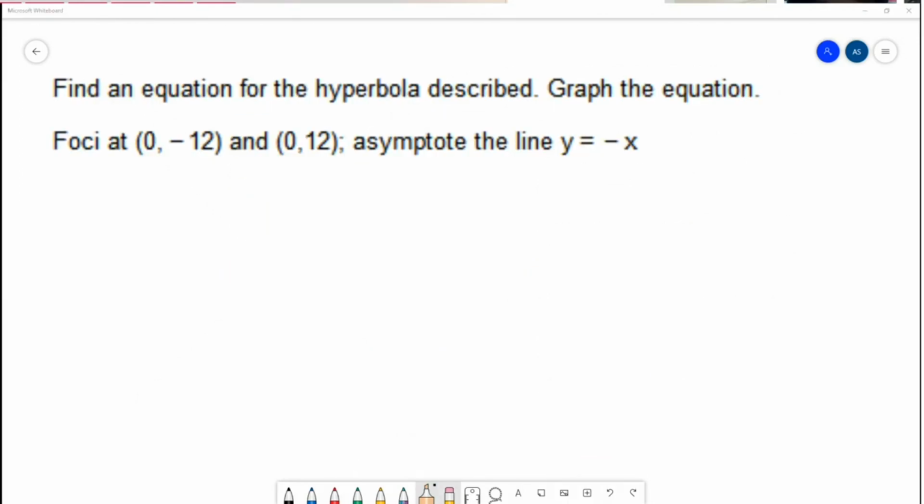Okay, so I have an example for us to work out. We want to find the equation of the hyperbola described, graph the equation, and the hyperbola that's described has two foci at (0, -12) and (0, 12). We're also given that one of the asymptotes is the line y = -x. The first thing that I like to do is to figure out the orientation of the hyperbola.